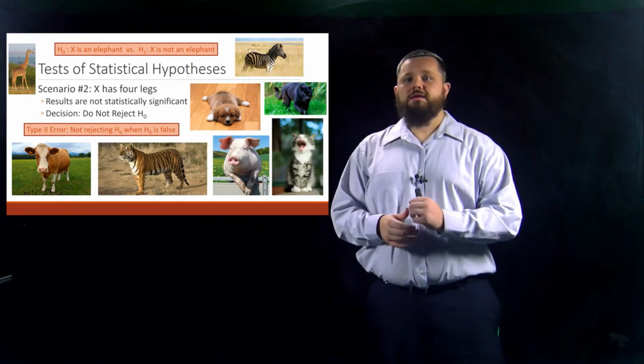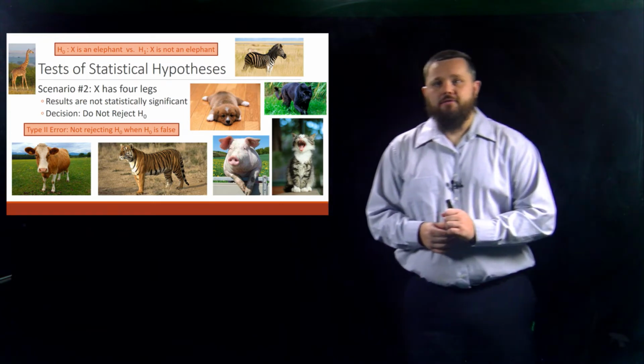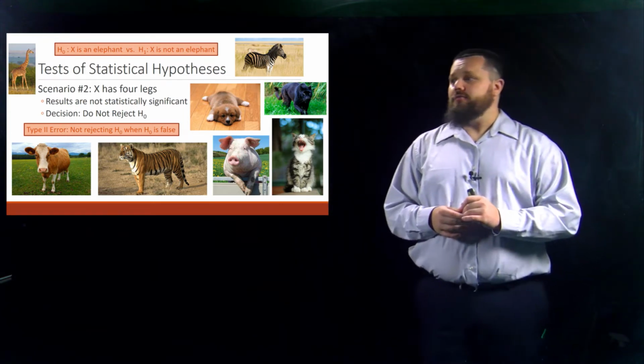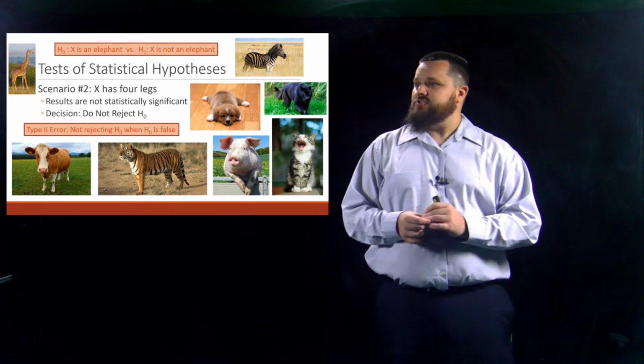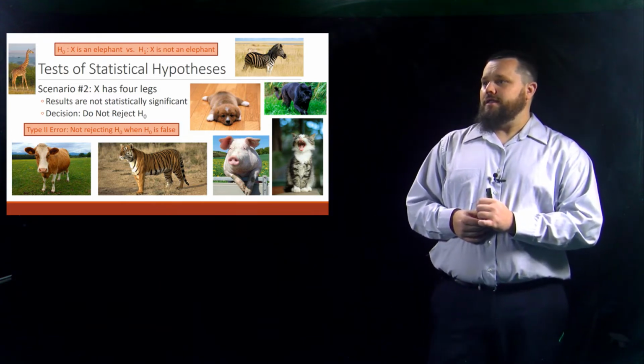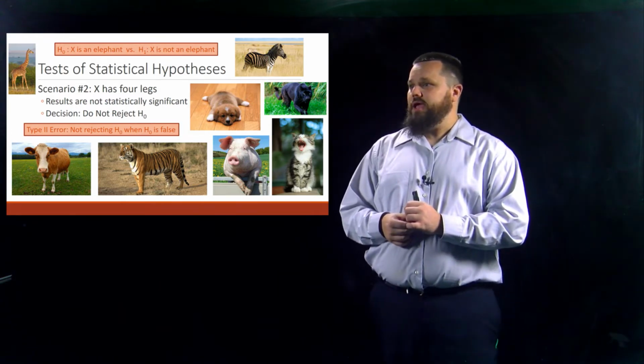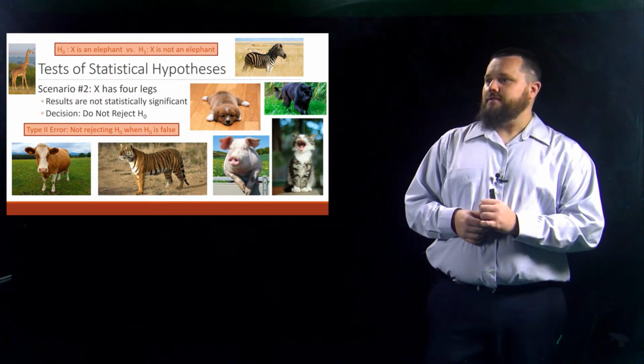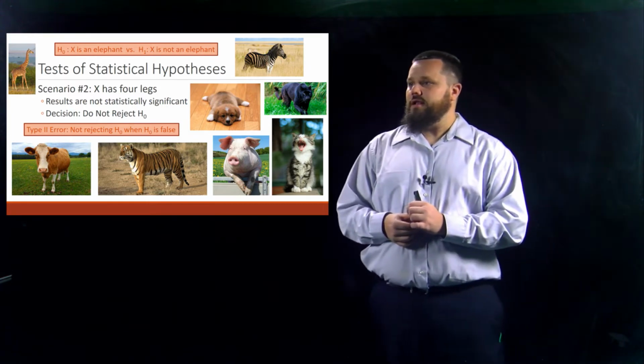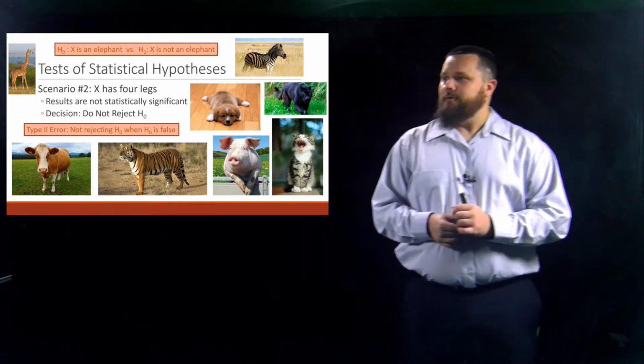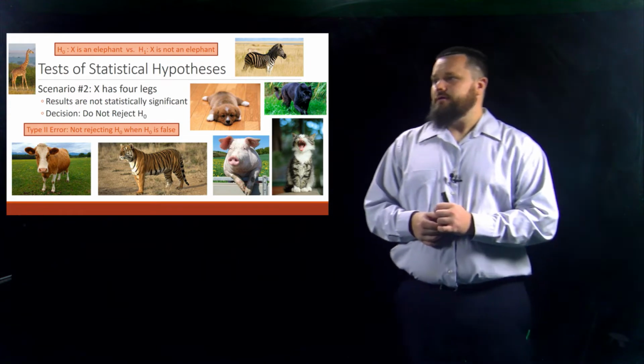There are plenty of animals that have four legs that are not elephants. What do we got here? We got a giraffe, we got a zebra, we got a tired little puppy, we got a panther, we got a yawning cat. Apparently the domesticated animals are both tired. We got a pig, tiger, cow.